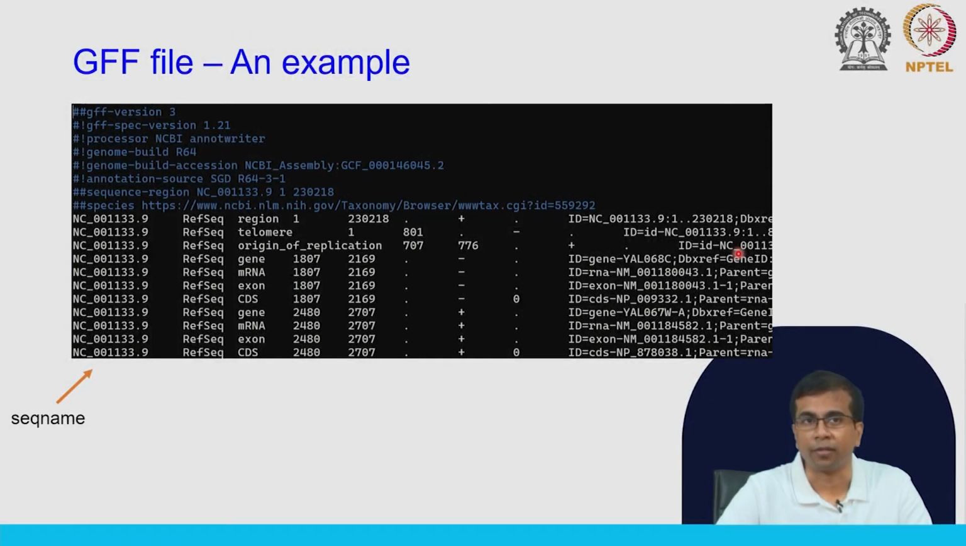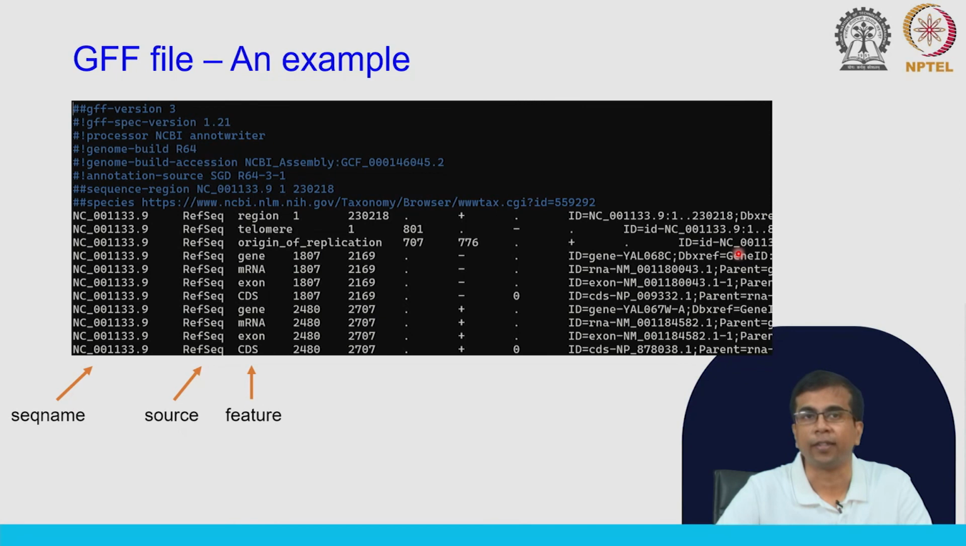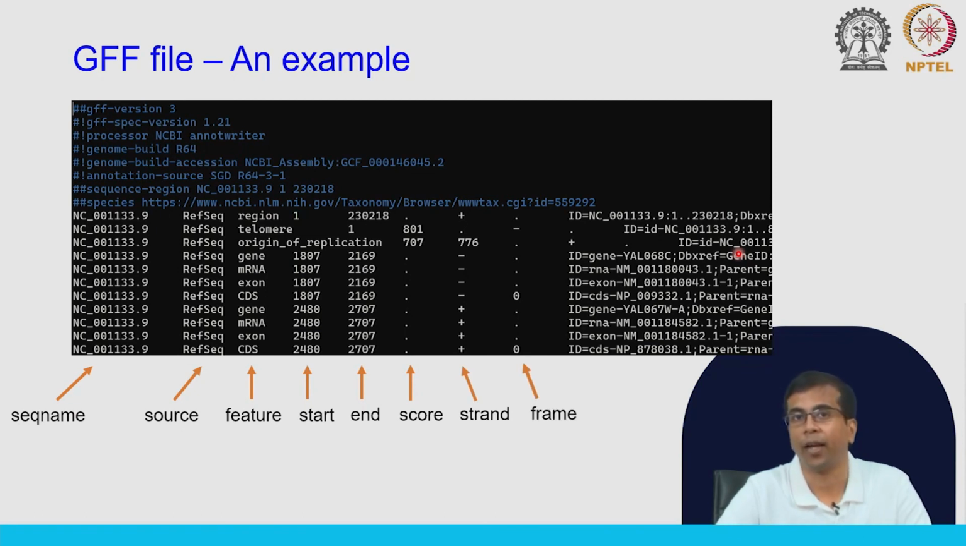Just to again highlight, this is the sequence name, this is the source, this is the feature, start, end, score, this is the strand, and this is the frame, 0, 1, 2, and then you have the attributes here.